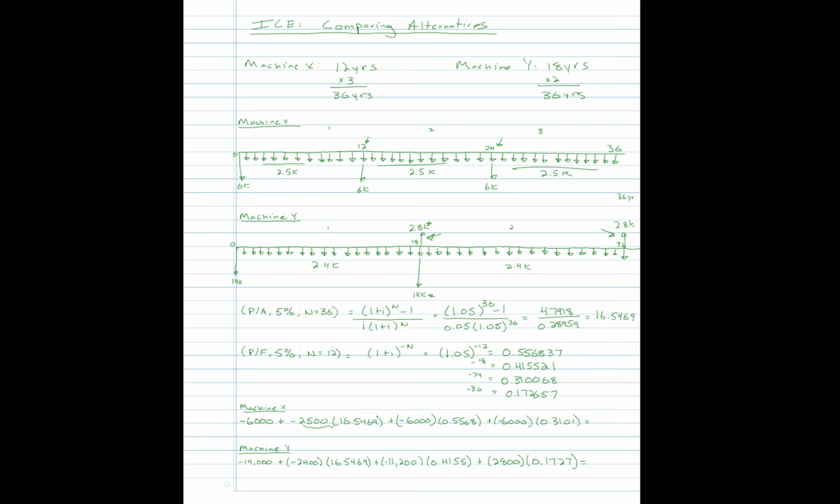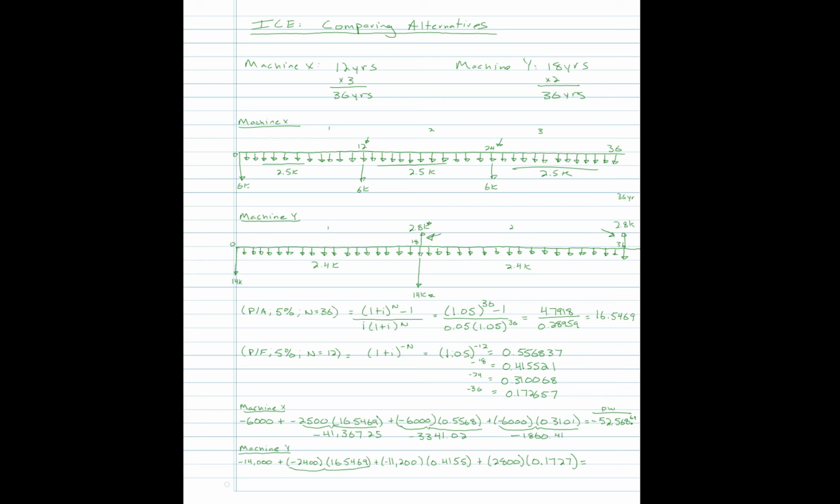Alright. For machine X, this together is going to be negative 41,367.25. The value of this is negative 3341.02. The value of that is negative 1860.41. So the grand total is that this has a present value of negative 52,568.68. So that's the present worth of all of the expenses.